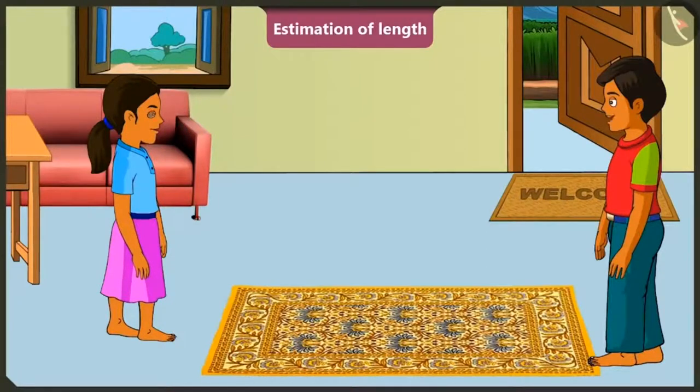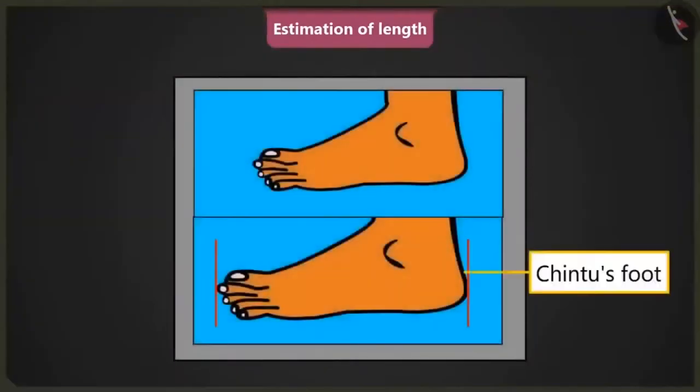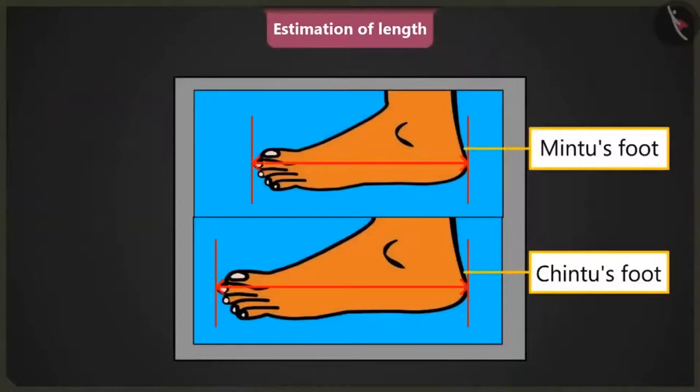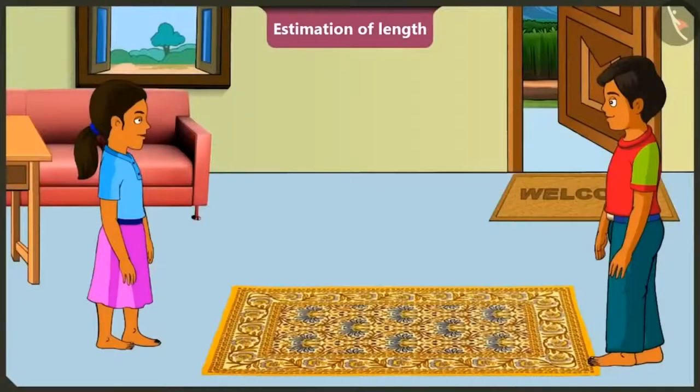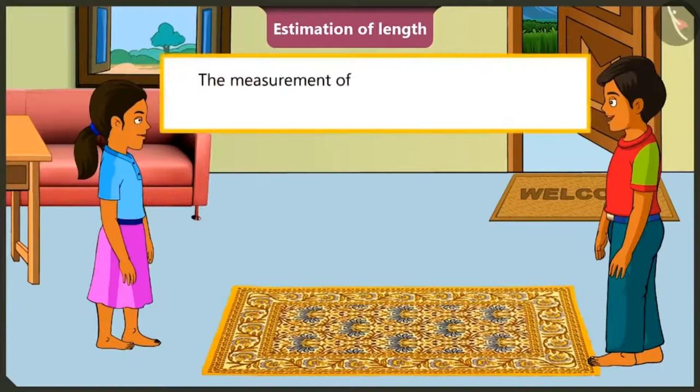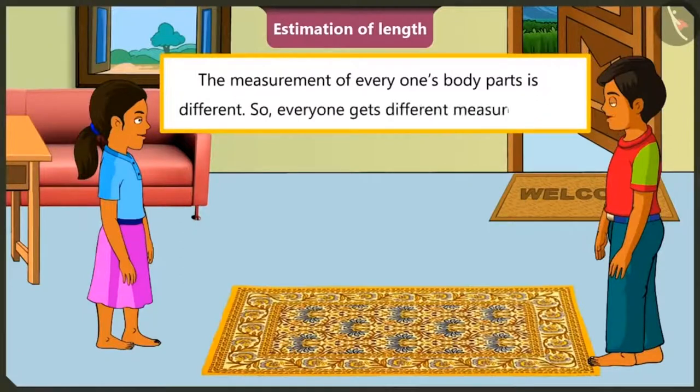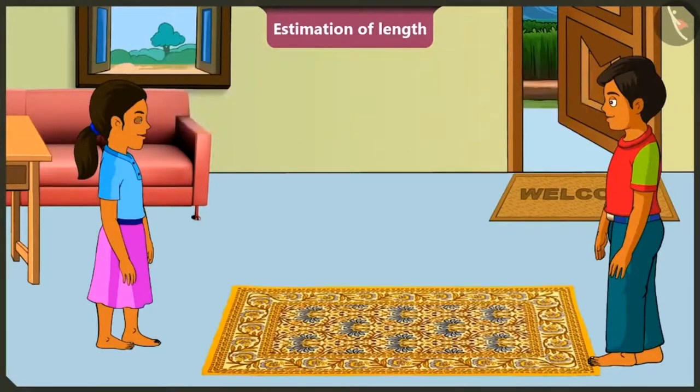Mintu, the carpet did not shrink. Look carefully. My feet are longer than yours, and your feet are shorter than mine. Oh, that's how measurement of the same carpet came out differently. Yes, Mintu, because everyone's body parts vary in size. So everybody gets different measurements.